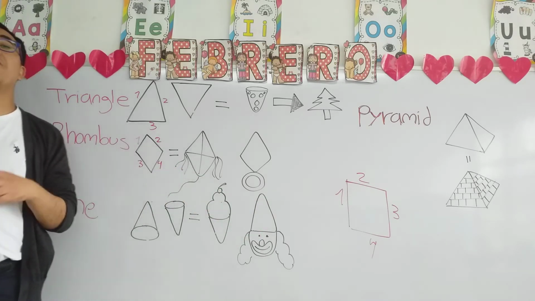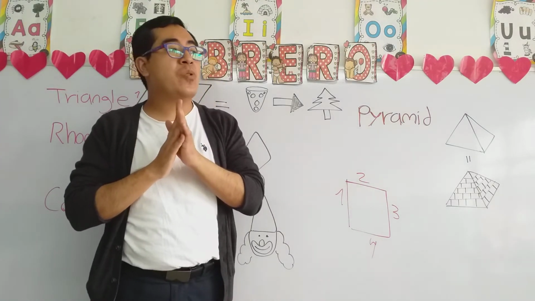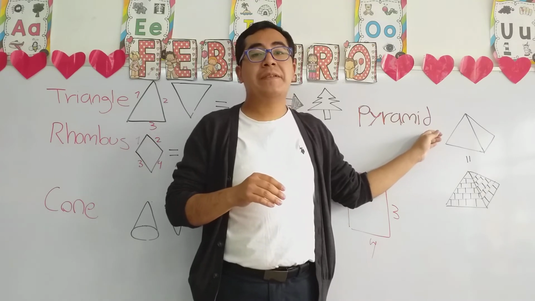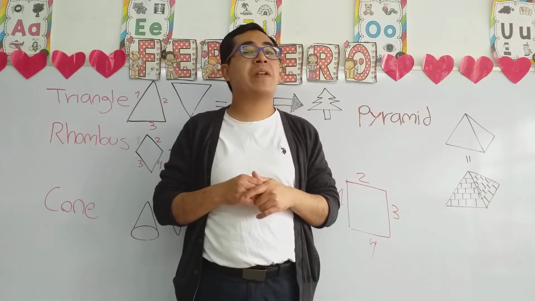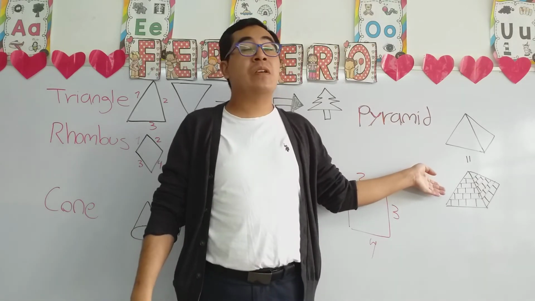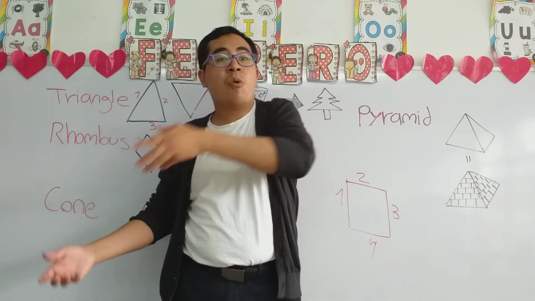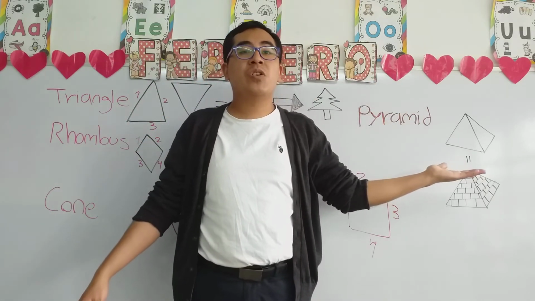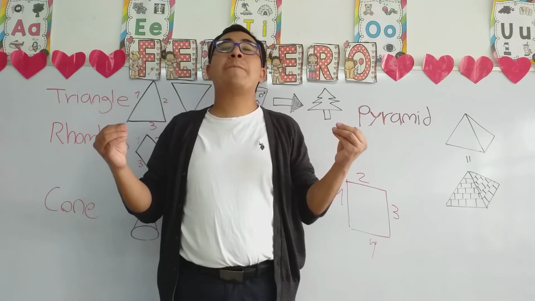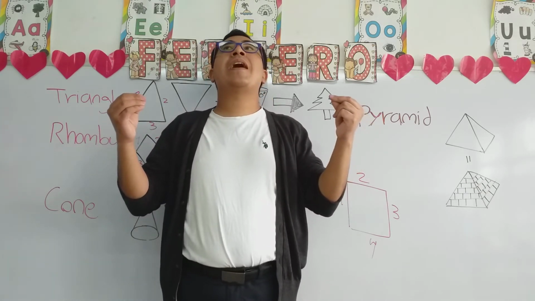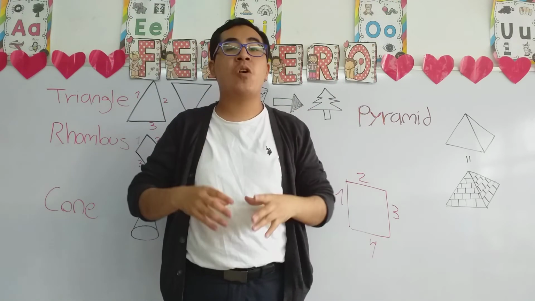Very good. And we finished the geometric shapes part 2 with pyramid. Now for pyramid, there is only one very common example, and those are the pyramids that we can locate right here in Mexico or in other countries such as Egypt. Okay? Remember that a pyramid is a construction, a very big construction that is made of stone.